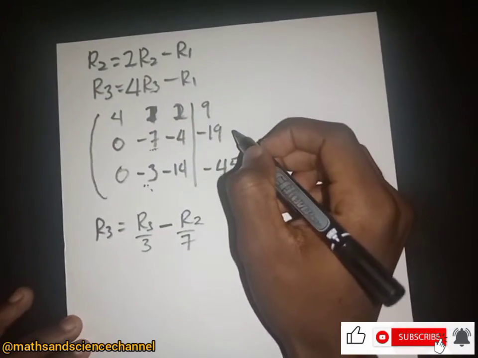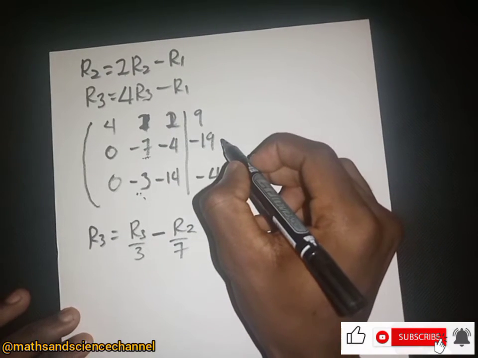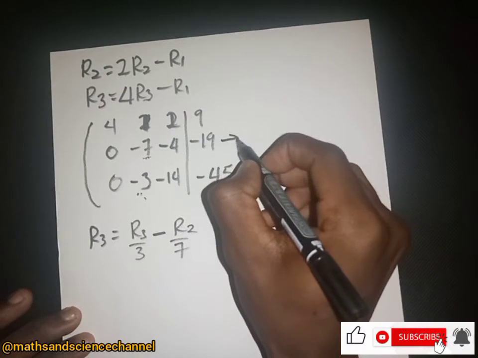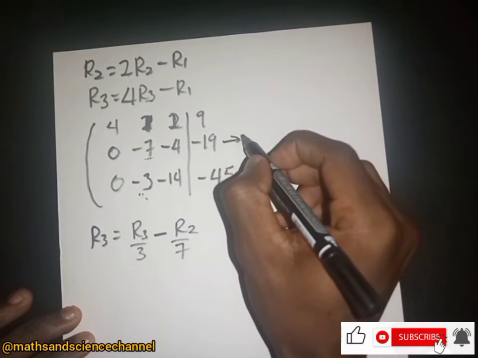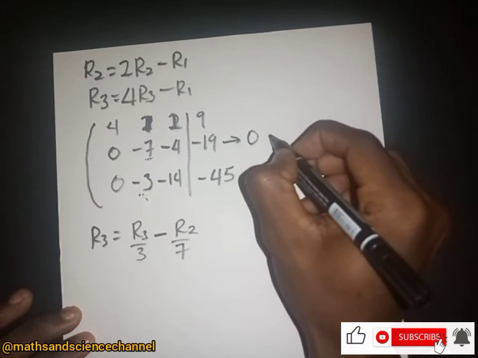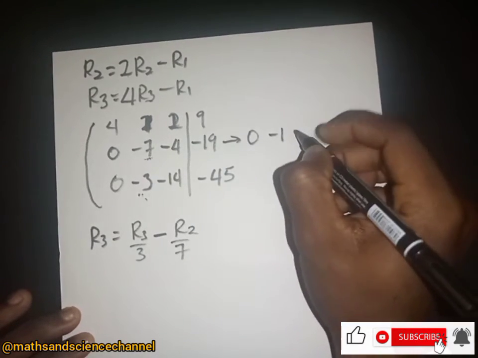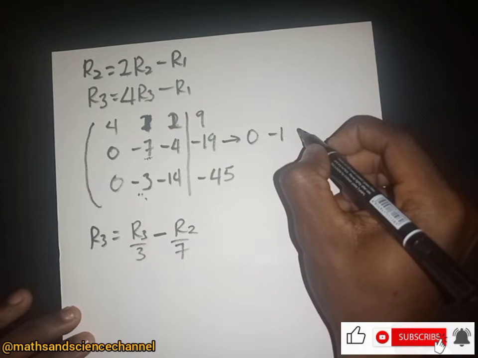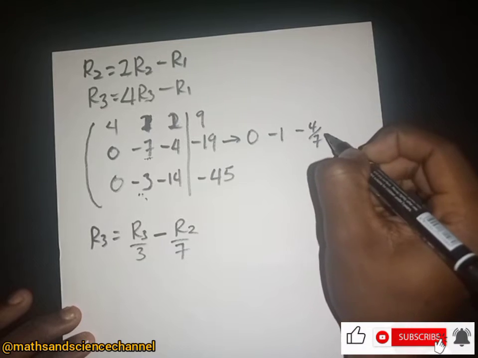So let's do that. Now multiply through here by 7. We are going to get 0, then we get -1, and we get -4 over 7.